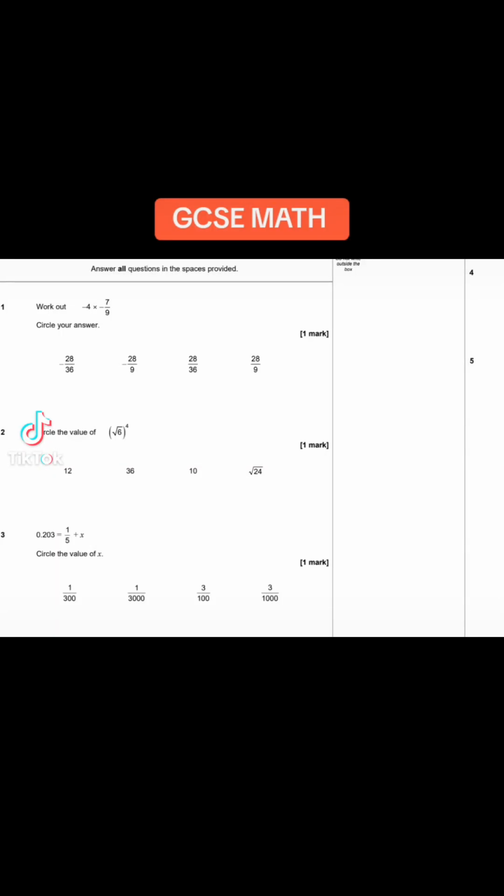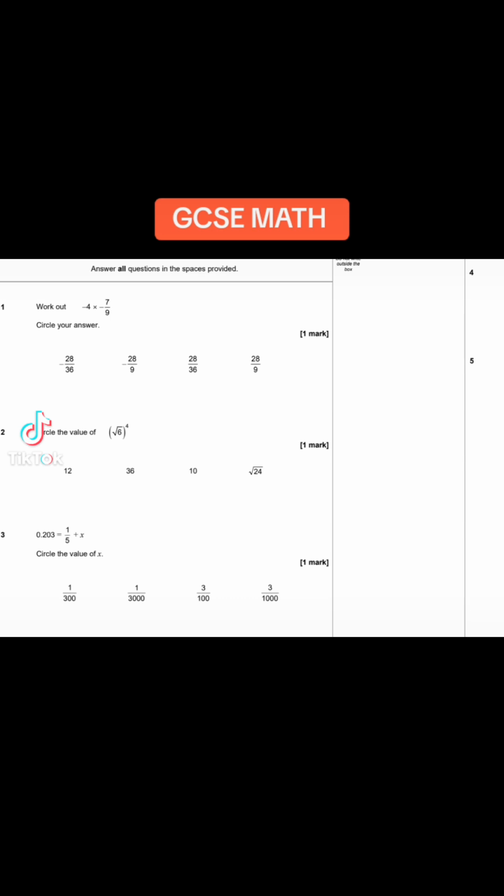So welcome back to my grade advancers, and this is a GCSE past paper for the higher tier, and we'll be looking at some of the skills you need to master for your GCSE.